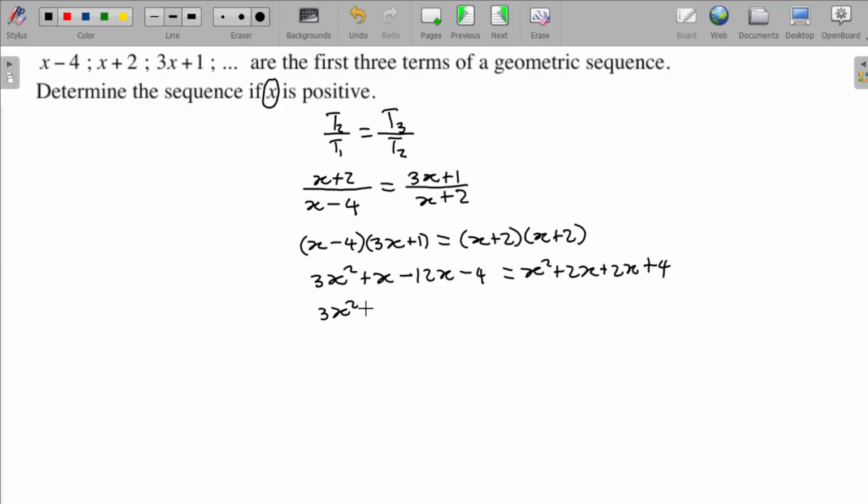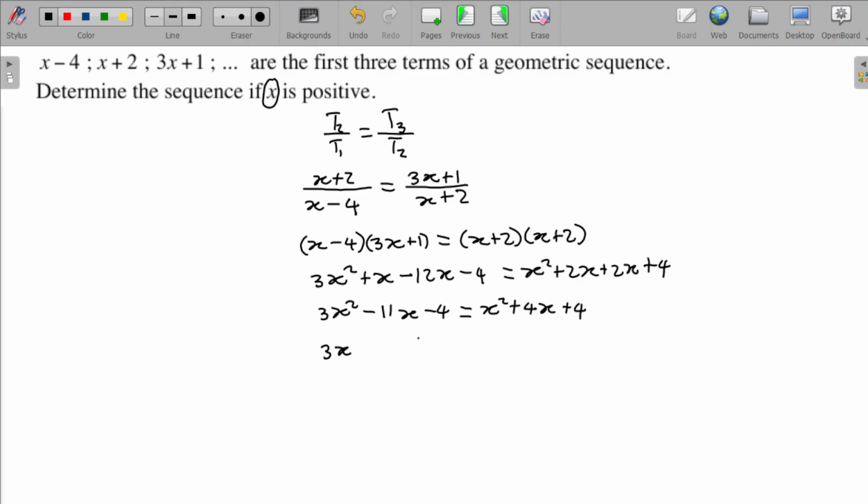Then this one here gives me a negative 11x and then minus 4, and then is equals to x squared and then plus 4x and then plus 4. Then from here, I'm going to take this, come to this side now, because I remember I'm trying to avoid having a negative x squared. But even if we do, it's not going to be any difference there.